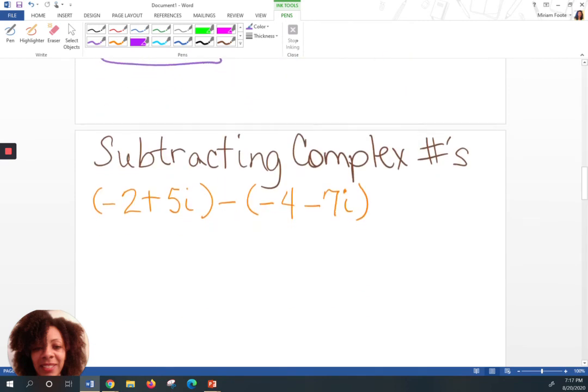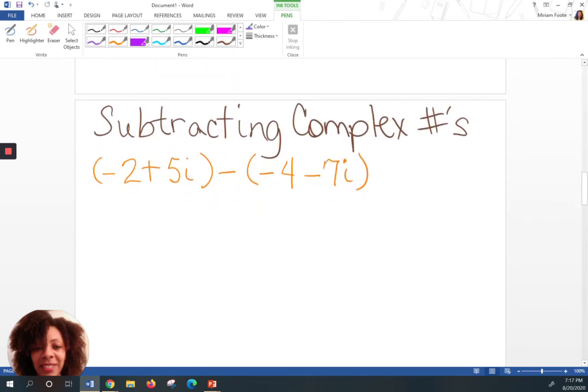If I am subtracting, I have to remember my rules. So my rules would tell me that this is actually a -1. And when I have a -1 next to a set of parentheses, that tells me that I have to change the sign of everything, every term within the parentheses. This becomes a positive. This becomes a positive. Because again, -1 times -4 is positive 4, and -1 times -7i is positive 7i.